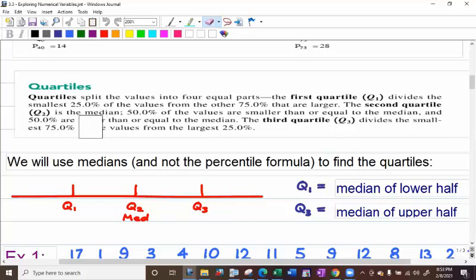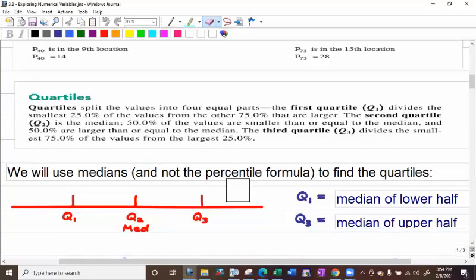Yeah, so they're all the same thing. Q2 is the median, 50th percentile. And then Q3 is the 75th percentile. So you see, it's broken down into 25% sections.